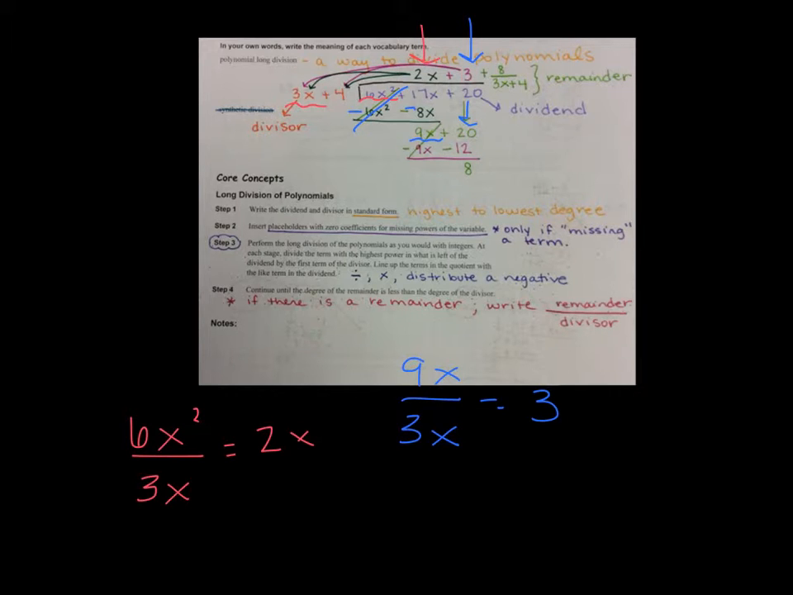Then I multiplied. 3 times 4 is 12. 3 times 3x is 9x. Last, distribute a negative. And that's where I got 8. That first term cancels, and 20 minus 12 is 8. Then I used my remainder up here. So the 8 goes in your numerator, and the number you divided by, your divisor, goes in your denominator. And so that gives me my answer. Okay? And that was step 4, how to write a remainder. All right, so this was where we started.